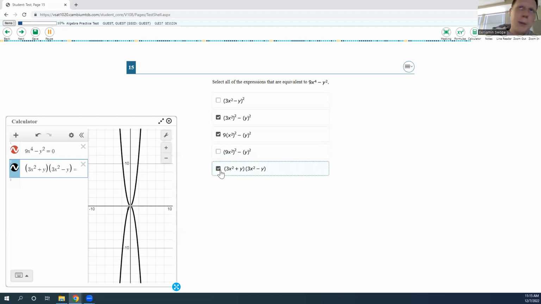You should be checking all your choices anyways, but especially if it's a question where it says select all, you really do need to check every single choice because it could be more than just one of them. So I hope this is helpful. Good luck on your EOC.